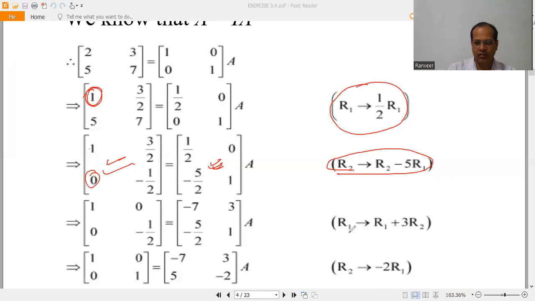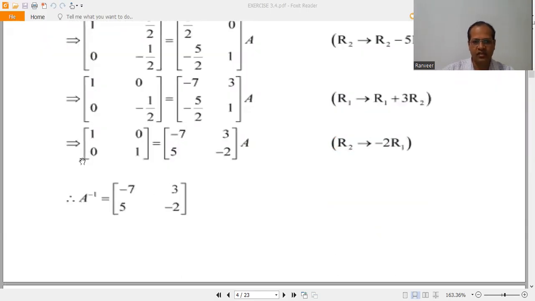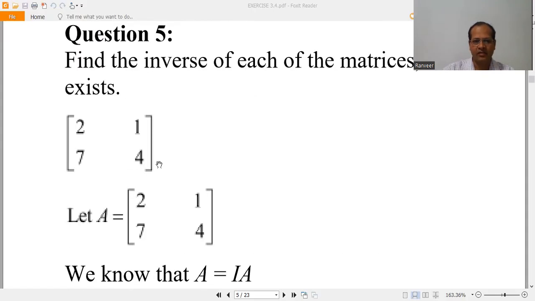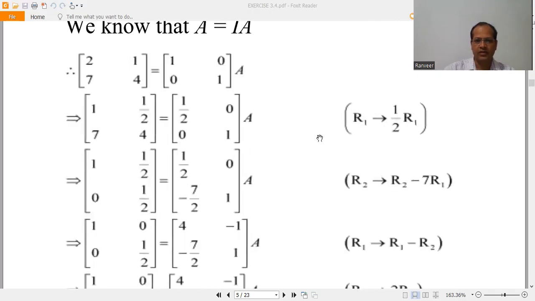After that, for 3 by 2, these steps we have to do, R1 plus 3 R2. So this becomes 0, and R2 tending to minus 2 R1. So these are the steps that we have to follow. So this is 1001, and this is the inverse. Find the inverse of the matrix A equal to this, A equal to IA. So we have to follow the same steps.